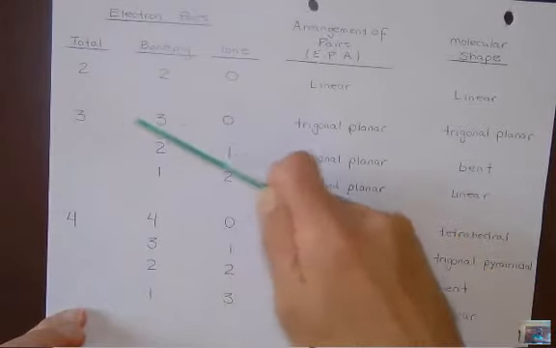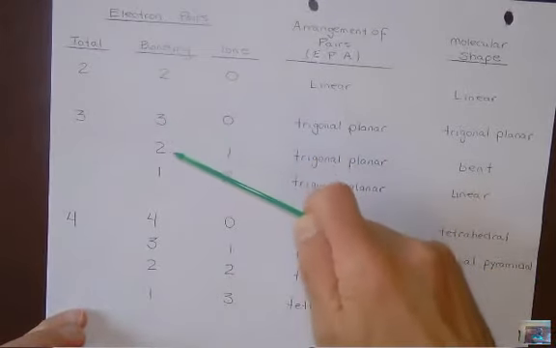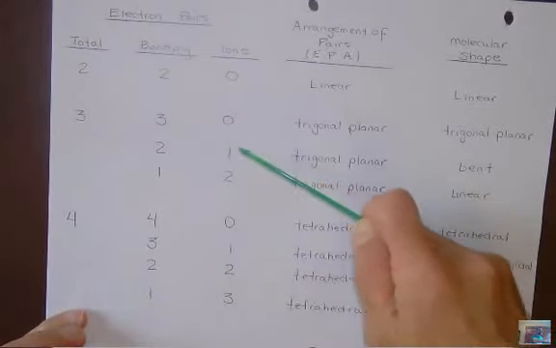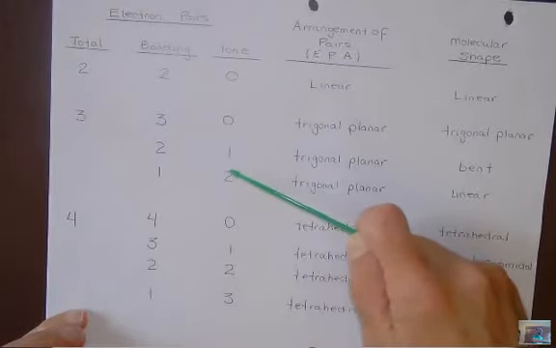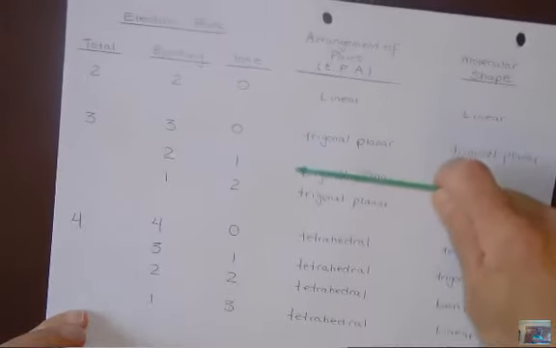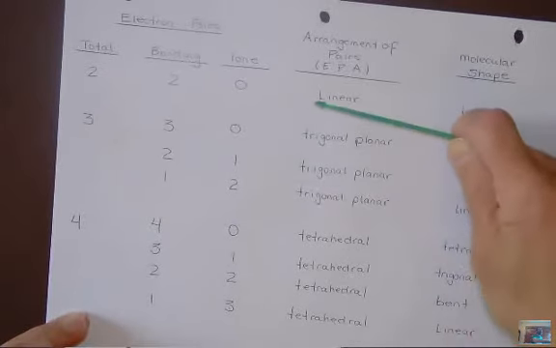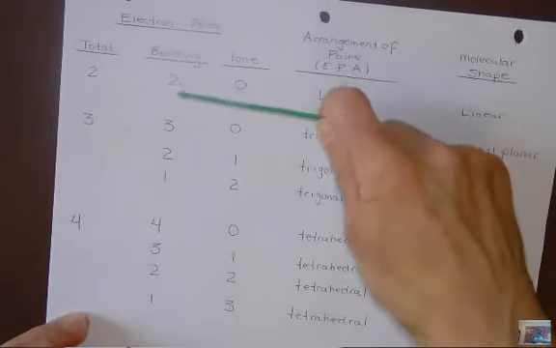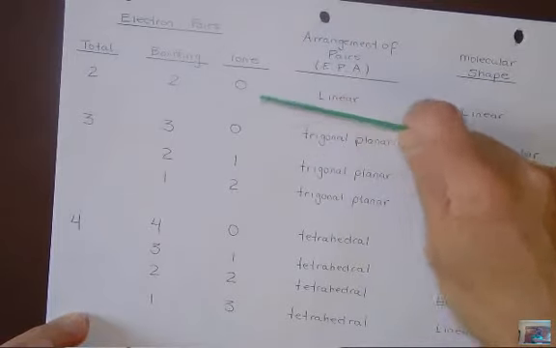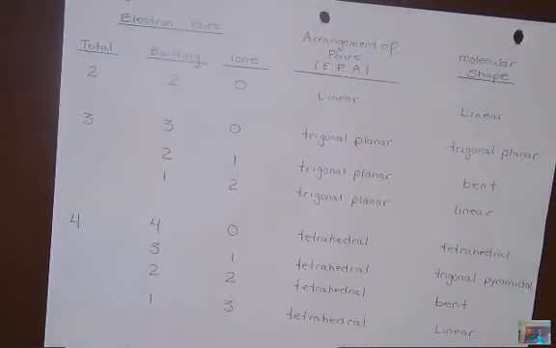Notice that. Doesn't matter if they're all three bonding, two are bonding and one is a lone pair, or one is bonding and two are lone pairs. The electron pair arrangement is how the electrons are arranged. That stays the same. Just like up here, whether two of them are bonding, or one of them was bonding and one of them is lone, it's always going to be linear. So here's my natural linear shape.